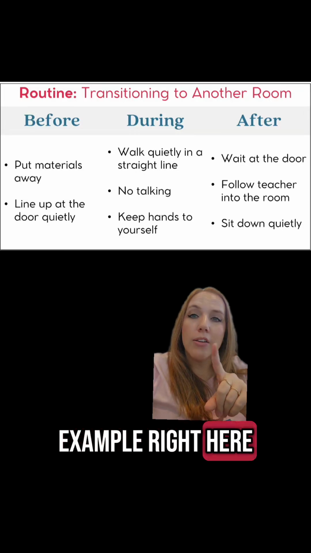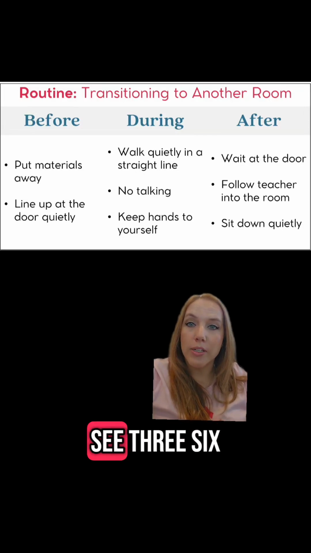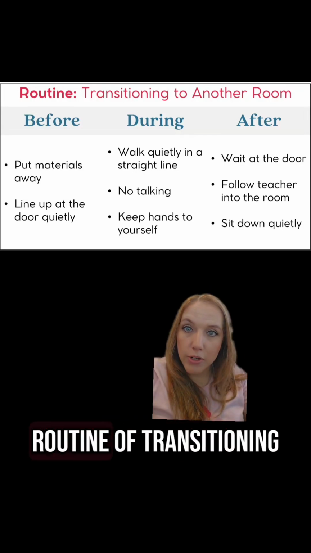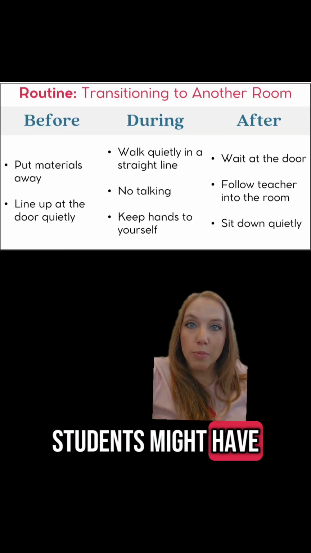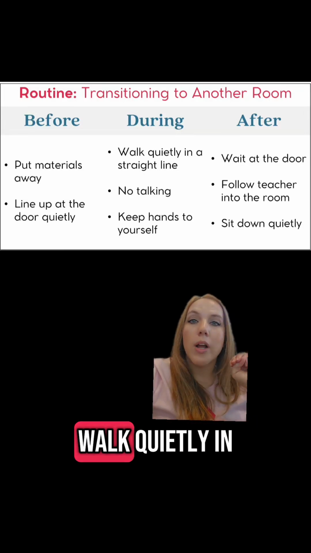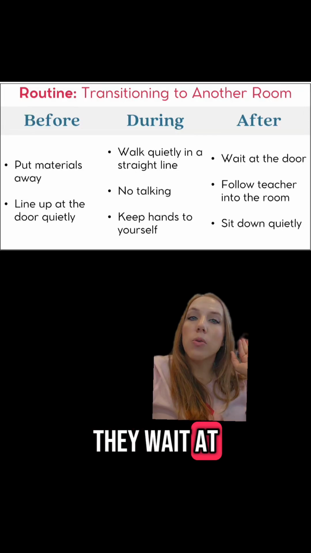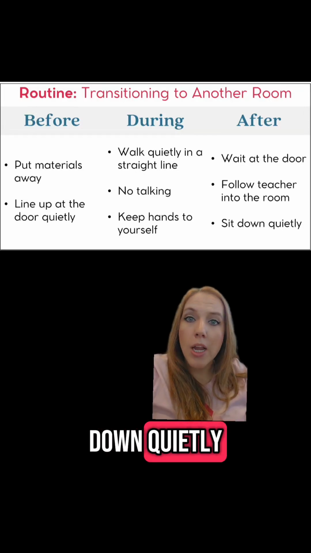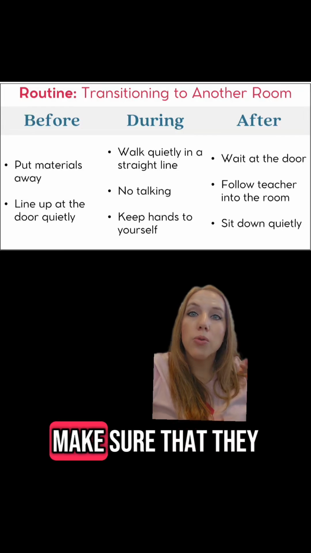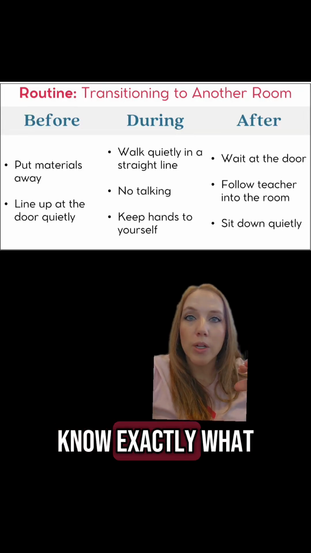This is an example right here. The routine is transitioning to another room. Well, if you look at it, there are actually 8 different micro routines involved in that big routine of transitioning. Before, the students might have to put their materials away if they're working on something else. They might have to line up quietly at the door. They have to walk quietly in a straight line without talking, keeping their hands to themselves. When they get to the room, they wait at the door, they follow the teacher in, and they sit down quietly. And really, if you needed to, you could break these down even more to help make sure that every process in your classroom is fully defined and your students know exactly what to expect.